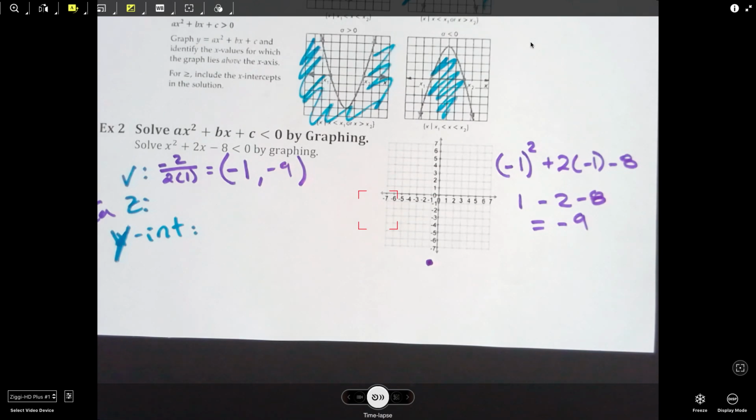Here's what I got. Negative 1, negative 9. Yeah? Negative 1, negative 9. And you plug it back in, you get negative 1, negative 9. Okay? Which is a little bit off the graph, whatever. Put it down there somewhere. Okay?